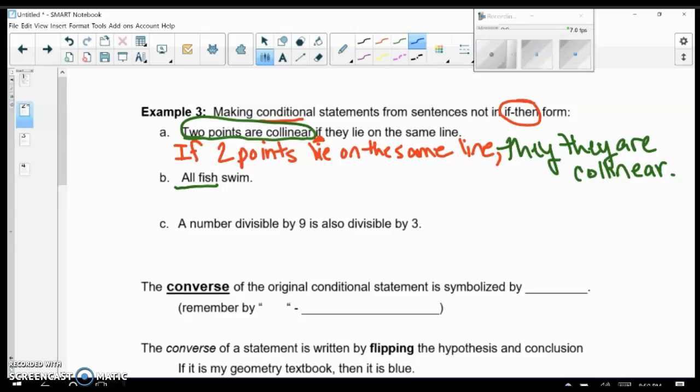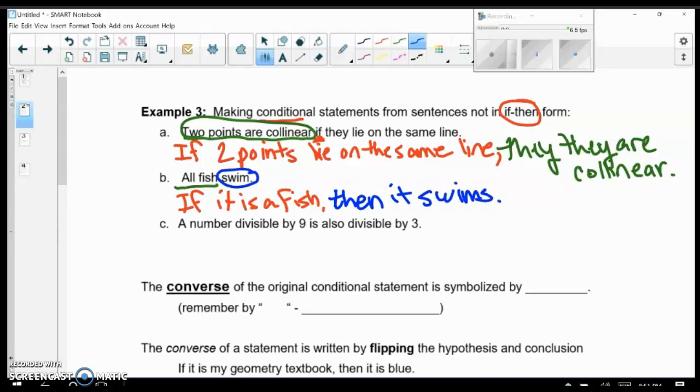All right, now what do we do with B, with all fish swim? Okay, so the swim part, so that's going to be our conclusion, and the all fish is our hypothesis. So if it is a fish, then it swims. That's another way to say that all fish swim.